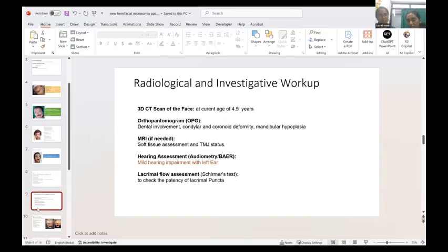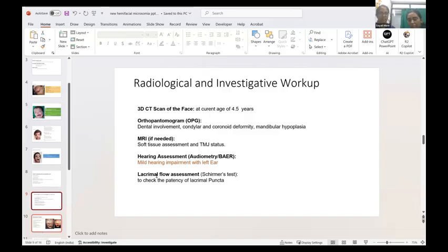Investigations that we would like to do for this patient are a 3D scan of the face or OPG to check for any dental involvement, condylar or coronoid deformity, mandibular hypoplasia; MRI for soft tissue assessment and TMJ status; hearing assessment, audiometry. Audiometry was done for this patient, and the patient has mild hearing impairment in the left ear. And for lacrimal flow assessment, we'd like to check for the patency of the lacrimal puncta.